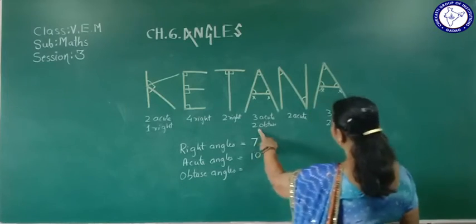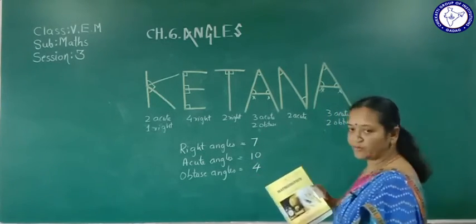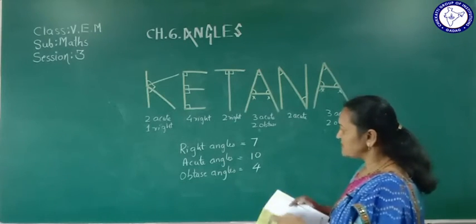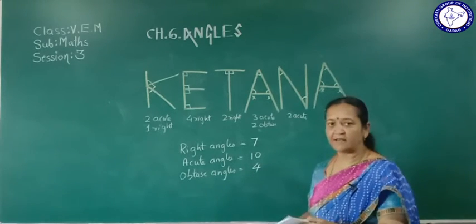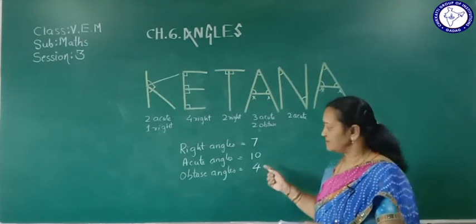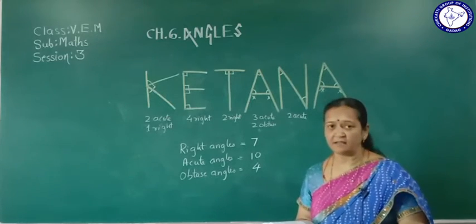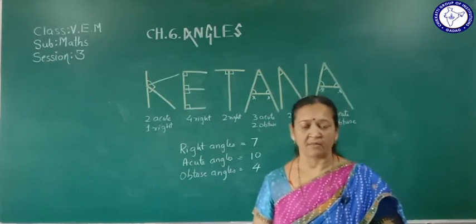Obtuse angle here 2, here 2. Totally we have 4 obtuse angles. So 7 right angles, 10 acute angles, and 4 obtuse angles. This understood? Then write your name and find the angles. No need to write my name, write your name.